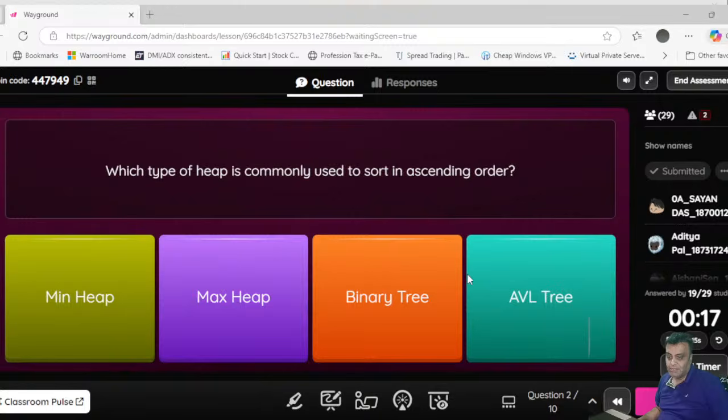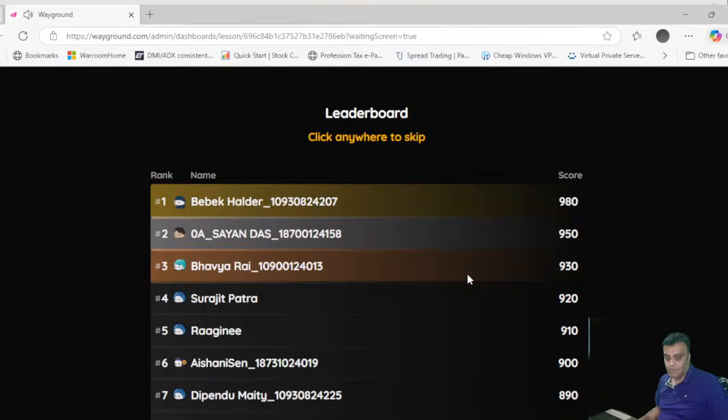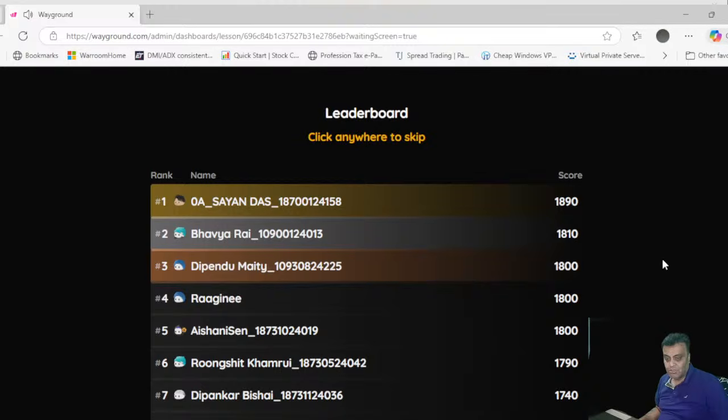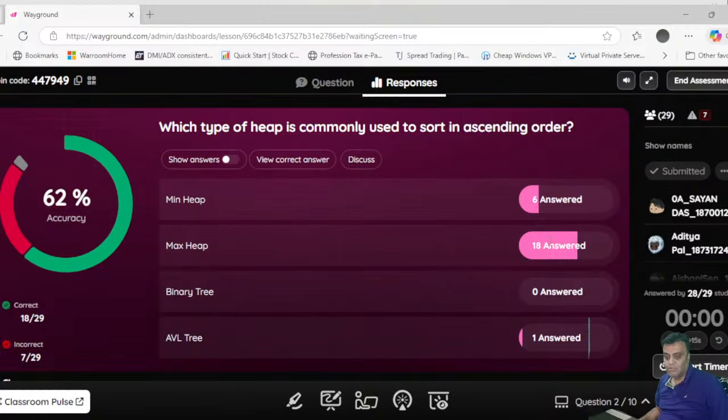We have done this right now. What was the heap we used? If it is a max heap, then only you get an ascending order. If it is a min heap, you will get a descending order. So remember the example we solved, 5, 10, 15, 20, that is ascending order. Which heap did we start from? Max. So max is the right answer.